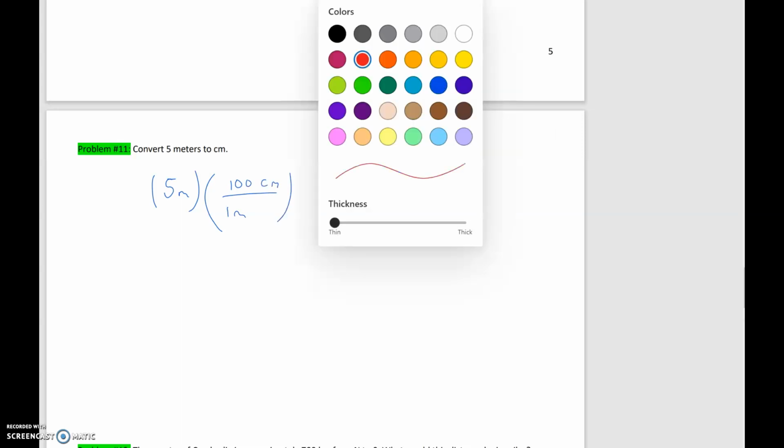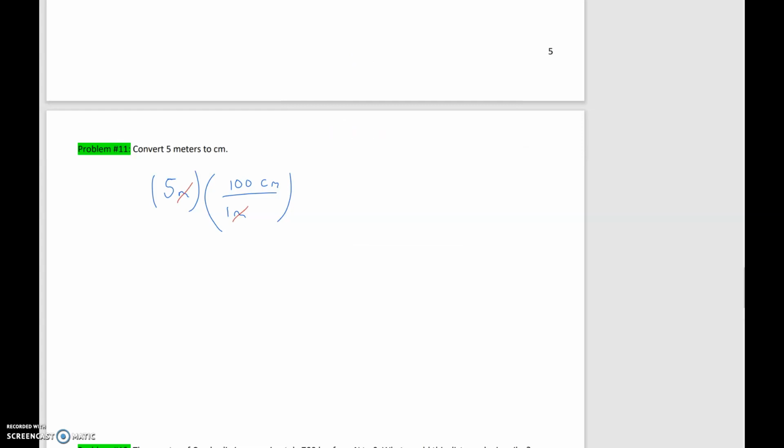So our units are going to cancel. We're looking at meters canceling, and we're left with the totals of 5 times 100, or in this case 500, and the units are centimeters. And let me write it as a sentence. In this case, 5 meters represent exactly 500 centimeters.